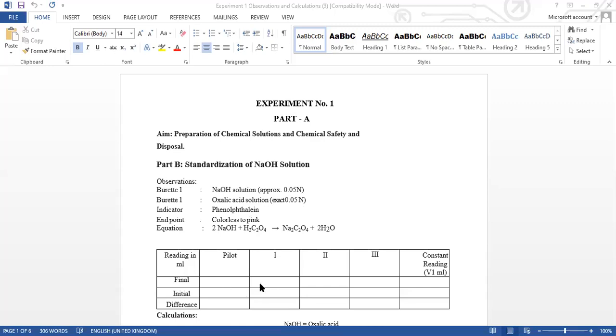Then here the readings are 5.6, 5.6, 5.8. Mean is 5.6. Here the initial readings are 0, 0, 0. So 5.6, 5.6, 5.8. The difference, final minus initial, will be the same. Whatever reading is at the top, the same will be here because here it is 0.